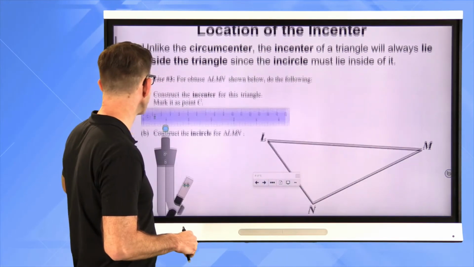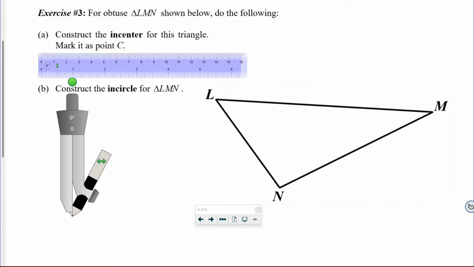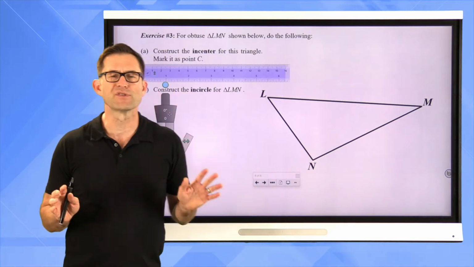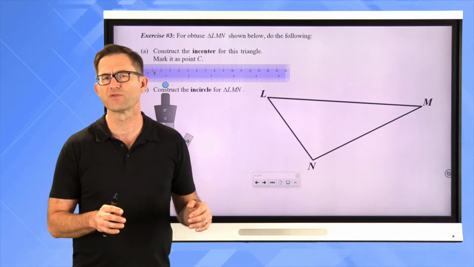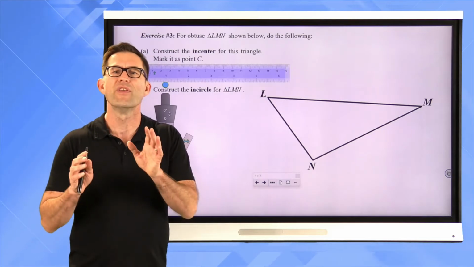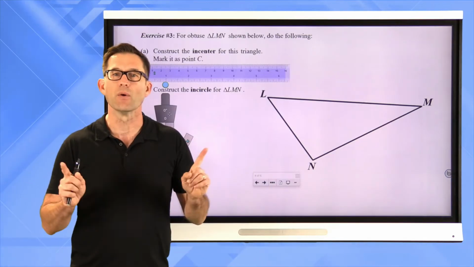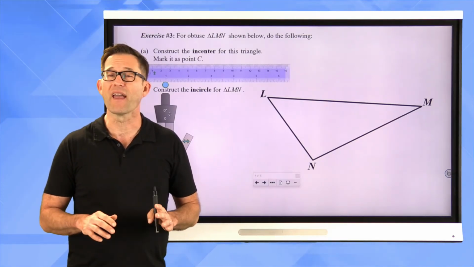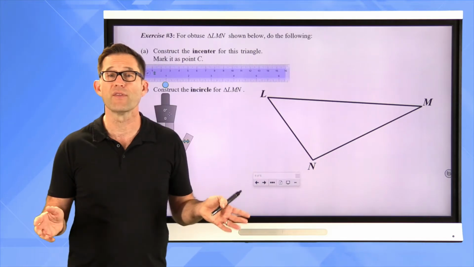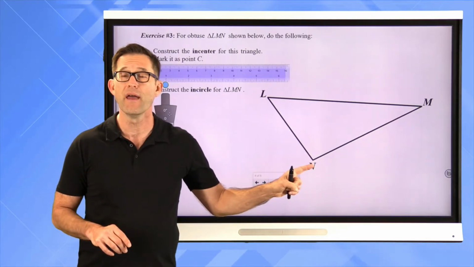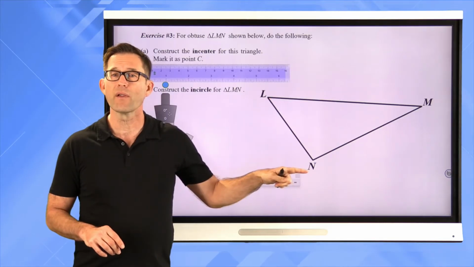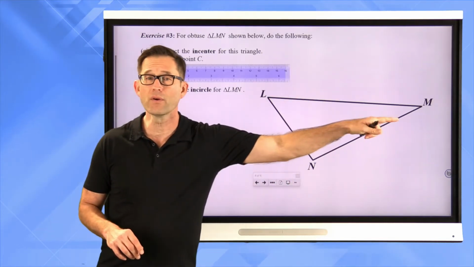Let's take a look at exercise number 3. For obtuse triangle LMN shown below, do the following. Letter A, construct the incenter for this triangle, mark it as point C. All right, so unlike the circumcenter, which once you have it, it's really quite easy to draw the circumcircle, the incenter and the incircle are kind of two beasts all in and of themselves. So let's first find the incenter by picking any two of the vertices and creating the angle bisectors. I'm going to start with angle N and then do angle L, but let's do angle N together and then have you do angle L on your own, or you could do angle M, it doesn't matter.